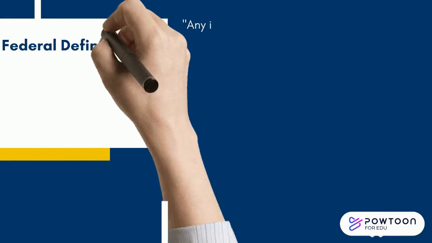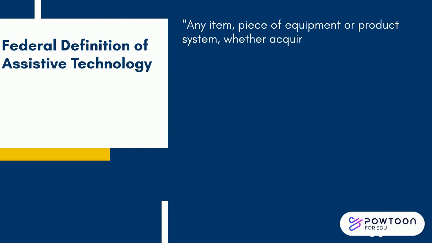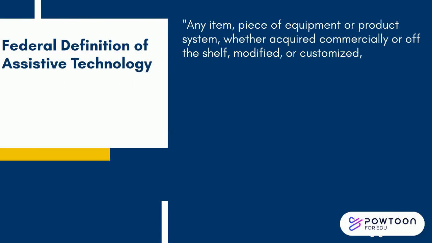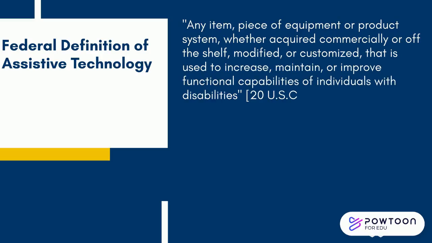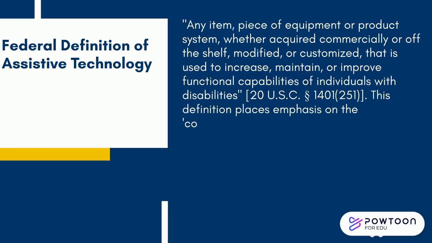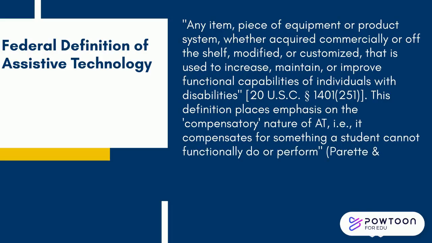Federal definition of assistive technology: any item, piece of equipment, or product system, whether acquired commercially or off-the-shelf, modified, or customized, that is used to increase, maintain, or improve functional capabilities of individuals with disabilities. This definition places emphasis on the compensatory nature of assistive technology. For example, it compensates for something a student cannot functionally do or perform.